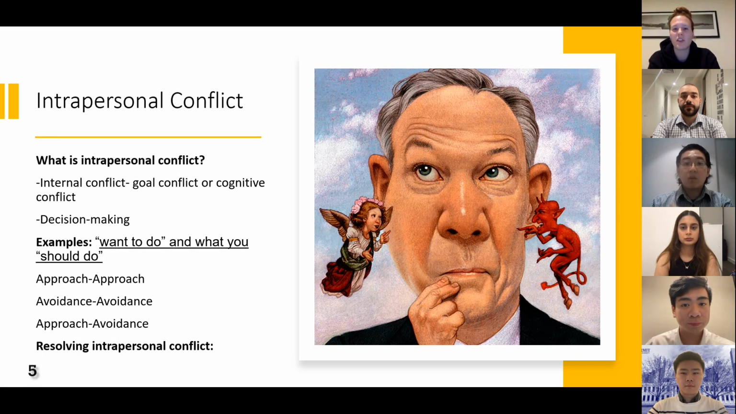So I'll start you off with intrapersonal conflict. This is conflict within yourself, so an internal conflict. This can be a goal conflict or cognitive conflict, and it's usually regarding making a decision. So the easiest way to explain it is: what do you want to do versus what should you do?